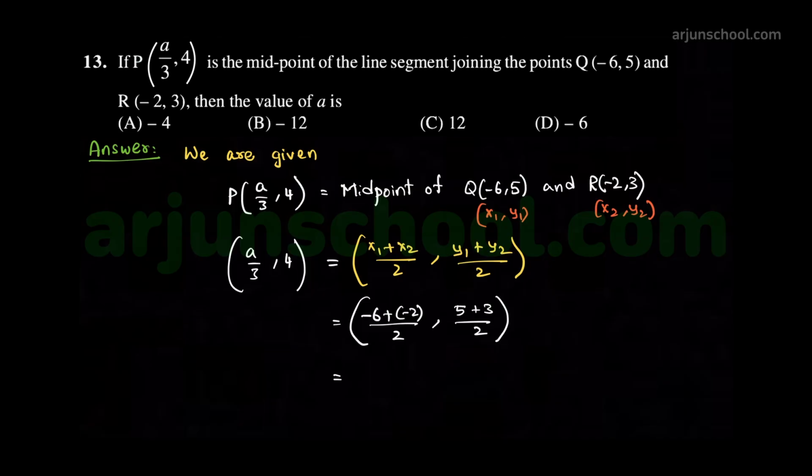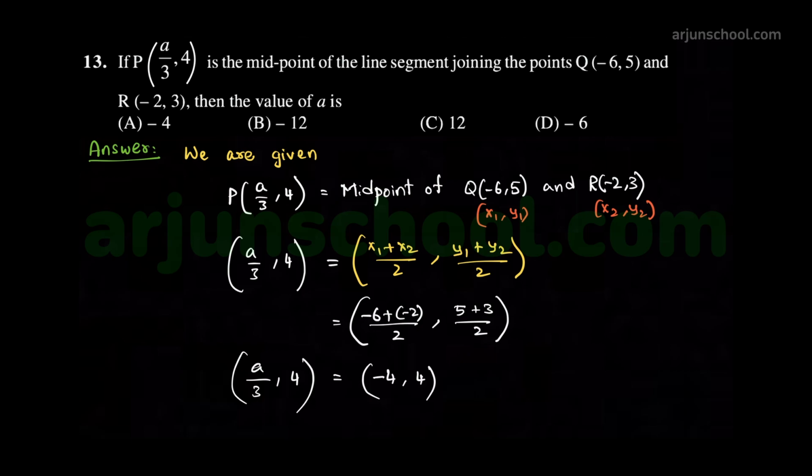That is equal to (-6 - 2)/2, which is -8/2, which is equal to -4. 5 plus 3 is 8, 8 by 2 is 4. Therefore, we get (-4, 4), which is equal to (a/3, 4).